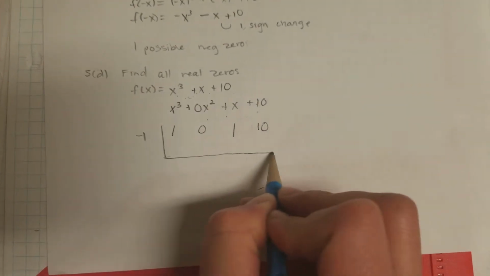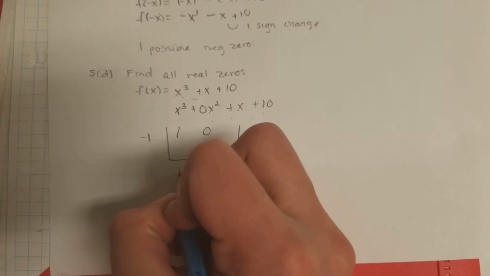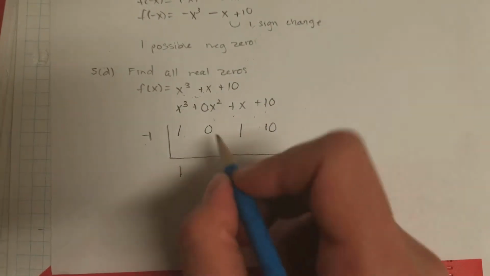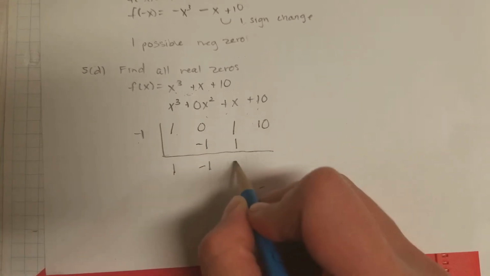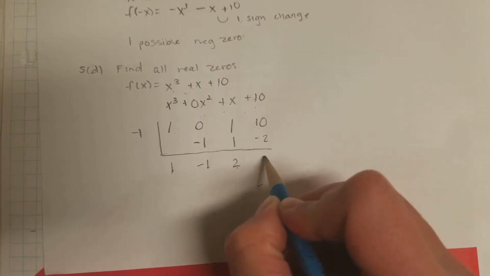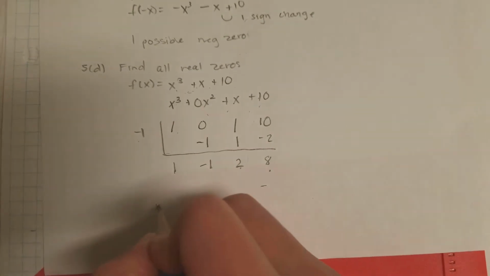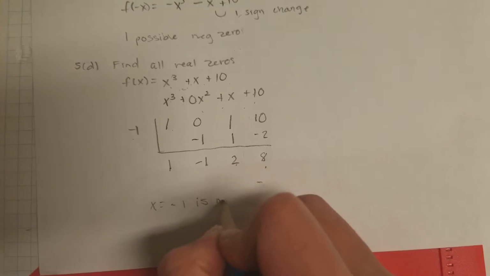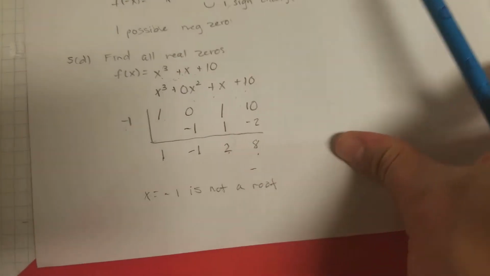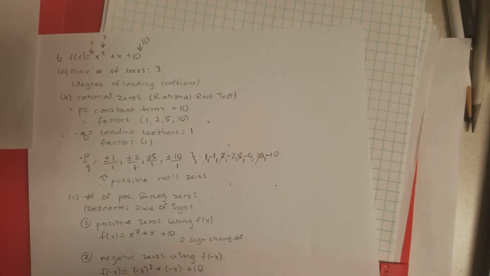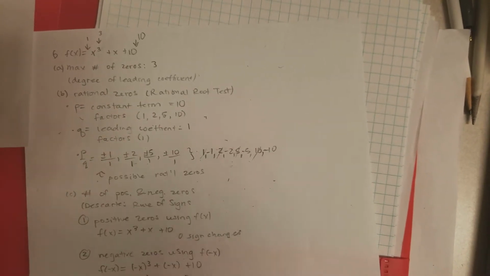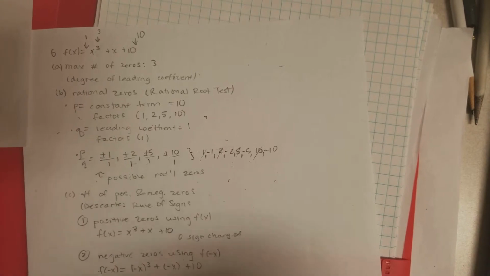Okay, so bring down the 1. 1 times negative 1 is negative 1. 0 minus 1, negative 1. Negative 1 times negative 1, positive 1. 10 plus 1 is 11, and 11 times negative 1 is negative 11. We have a remainder, so x equals negative 1 is not a root. So now that we know that, we can move on. We've done negative 1. Didn't do positive 1 because positives aren't a thing.